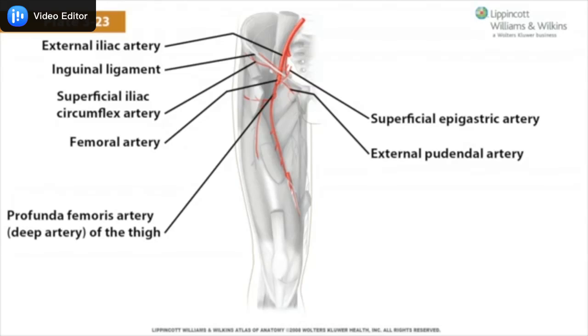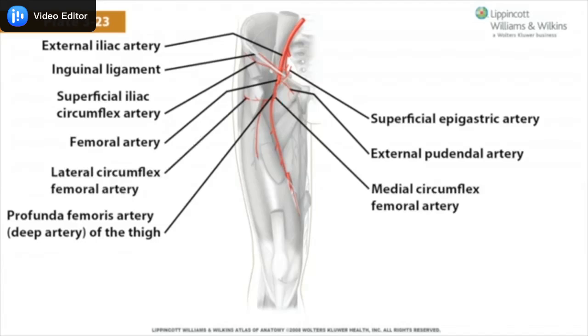The first two branches of the profunda femoris are usually the medial and lateral circumflex femoral arteries, which join to form an anastomotic ring around the proximal end of the shaft of the femur. This ring gives off branches that feed the head and neck of the femur.